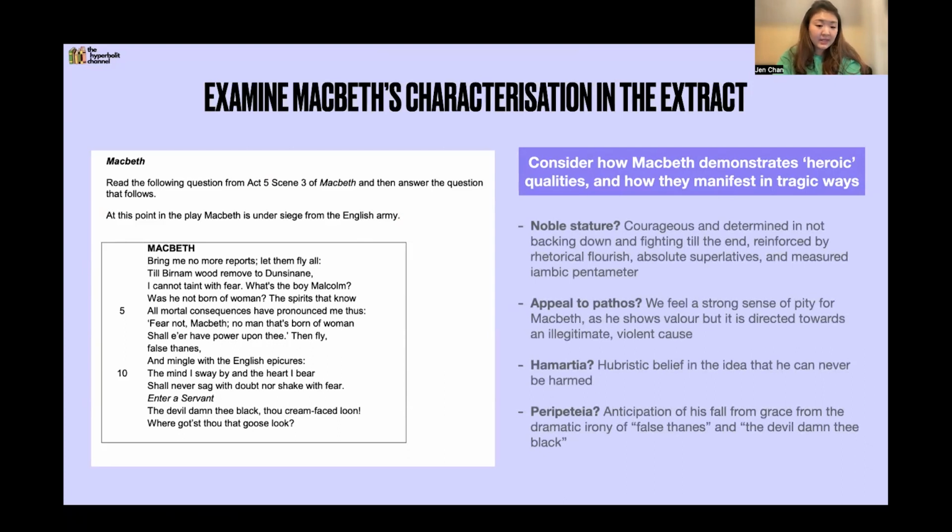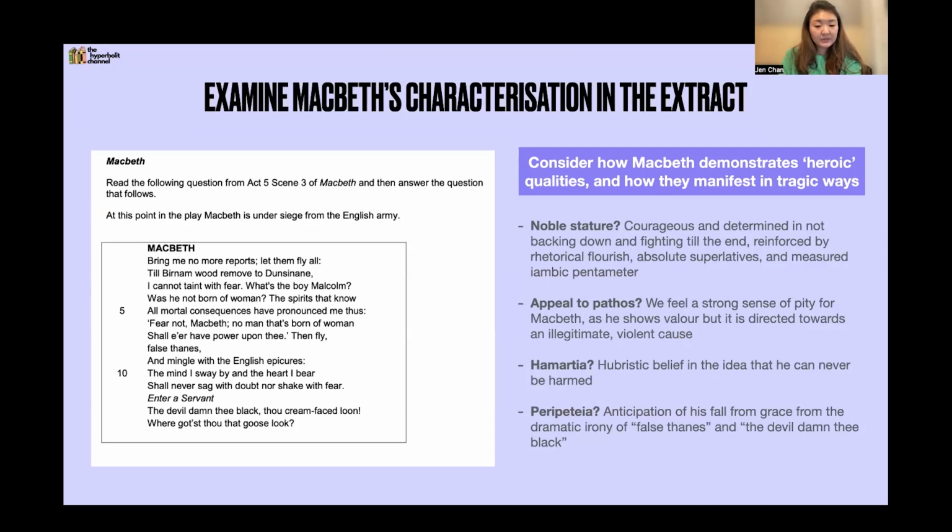And so we see him being courageous and determined in that he is not willing to back down, and he's committed to fighting till the end against the English forces. And his sense of courage and determination is very much reinforced by his rhetorical flourish, his use of absolute superlatives, and also the measured iambic pentameter that we see retained in this moment.